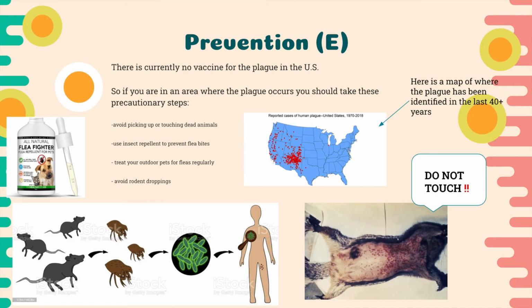This is how you prevent yourself from getting the plague. So there's currently no vaccine for the plague in the United States. So if you're in an area where the plague occurs, you should take these precautionary steps. It's basically all in the West, and mostly in Colorado, New Mexico, Utah, and Arizona, and then some on the coast. So these are the steps you should take if you live in any of those areas and you have been exposed. So you should avoid picking up or touching dead animals. Use insect repellent to prevent flea bites. Treat your outdoor pets for fleas regularly and avoid rodent droppings.